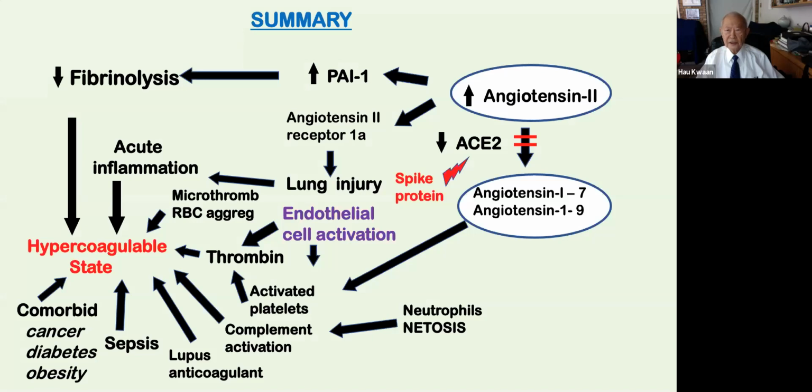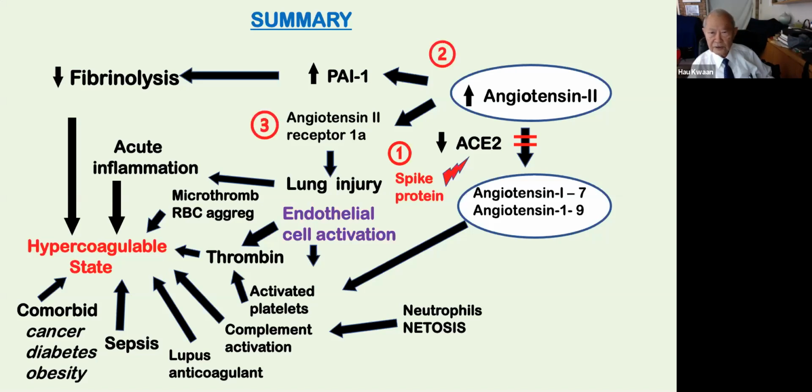So we have to summarize now. Again, this picture showing one, the spike protein binding to ACE2, leading to increased angiotensin 2, which causes high PAI-1, low fibrinolysis, and hypercoagulable state. 3, angiotensin 2 also binds the receptor in the lung, causing lung injury and acute inflammation. 4, 5, endothelial activation, leading to thrombin formation, hypercoagulable state. 6, activated platelets and neutrophil involvement, complement activation.